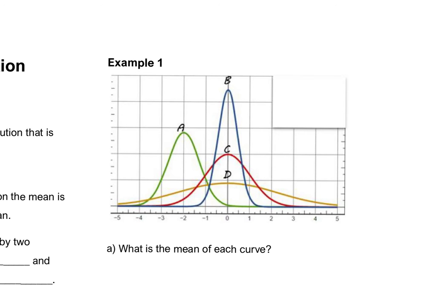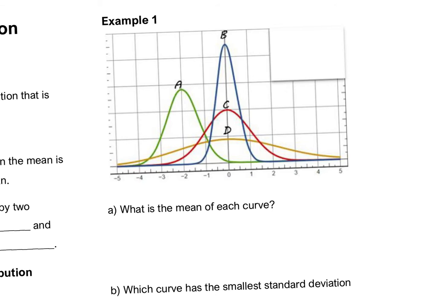Notice in this particular curve that 3 of these curves have the exact same mean, because I can tell what the mean is because it's the center of the curve. What makes these 3 different curves different, though, are their standard deviations, because they have different squeezes or different tightness throughout them. Now, the first problem says, what is the mean of each curve?